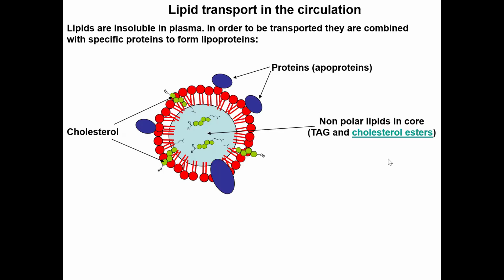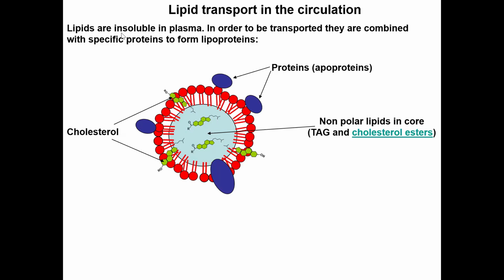Okay, so ladies and gentlemen, in today's video, we are going to look at lipid transport in the circulation. After the digestion and absorption of lipids, the next thing is the transport of the lipids to various tissues. Lipids generally are insoluble in plasma, so in order to be transported, they usually combine with specific proteins to form lipoproteins. That is what usually happens.